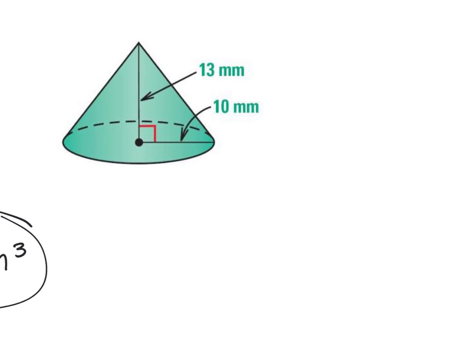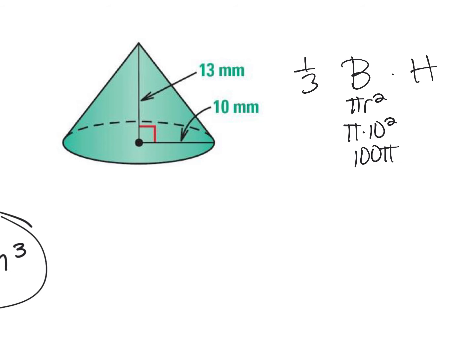Okay, same thing, let's do it. If you want to pause the video and try this one by yourself, that would be great. I'm going to work it out here. So I've got 1/3 base times height. Base is a circle, so pi r squared. Pi times 10 squared gives me 100 pi. Do they give us the height or the slant height? They were nice enough to give us the height again. So 13. And then I have 1/3 right there.